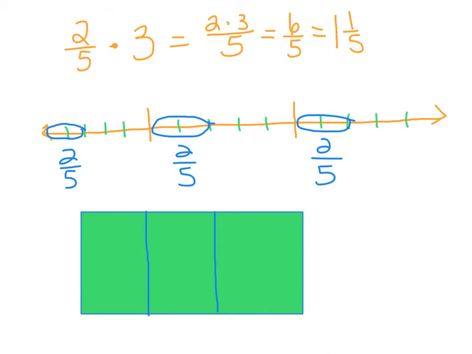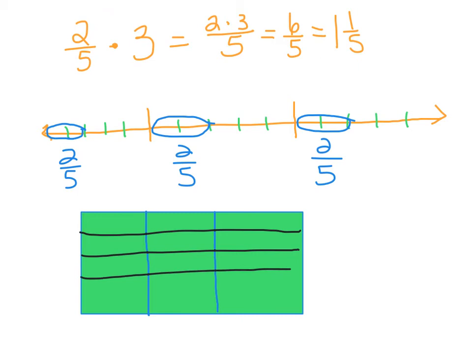So I have 5/5 being made in each hole. So there are 3 holes, and each hole has 5 pieces.